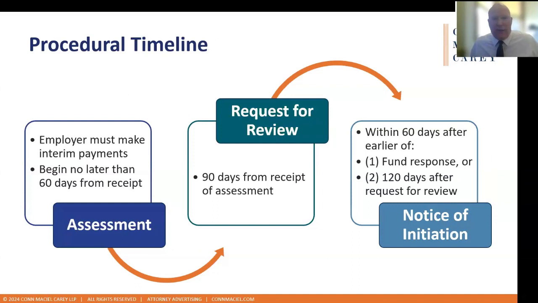Here's the procedural timeline. When you get the assessment, you have to start making interim payments under this pay now, dispute later rule that is applied to withdrawal liability. You have to start making payments no later than 60 days, and even continue making those payments while you're challenging the withdrawal liability. You file what's known as a request for review with the fund within 90 days from your receipt of the assessment, and then you can initiate arbitration within 60 days after the fund's response to your request for review, or if they don't respond, 120 days after the request for review.